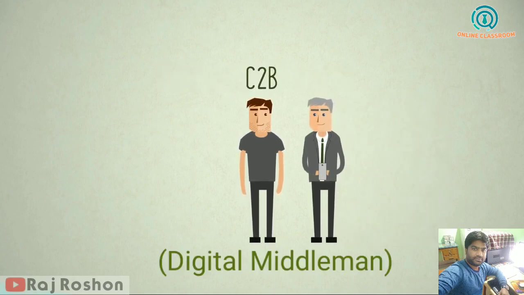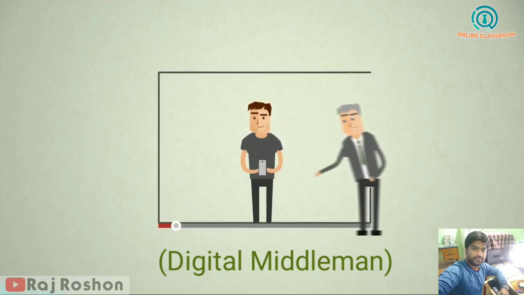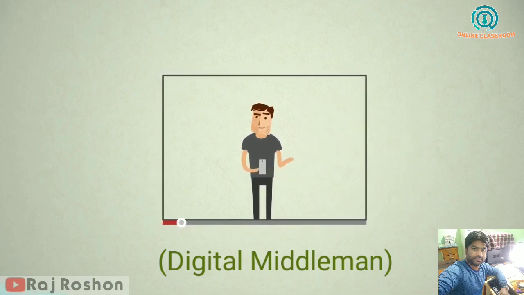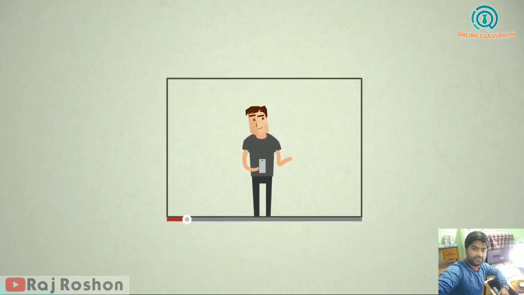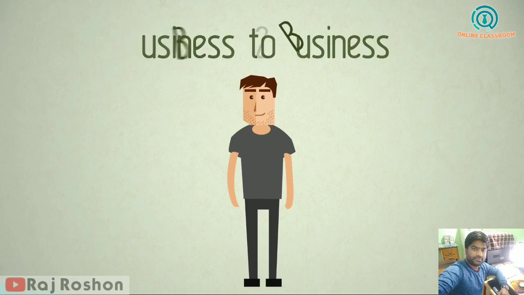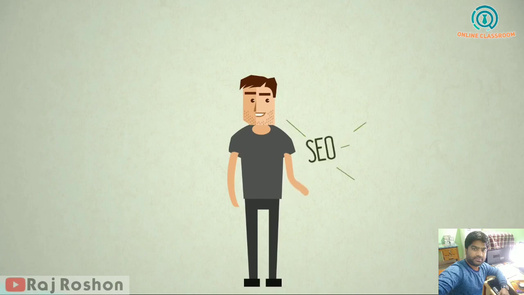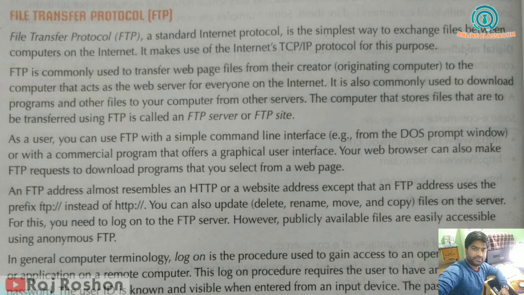Next one is consumer to business, which in your book is written as digital middleman. This is also a way of doing business online. And next is business to business. The definitions are given nicely in your book, so you read it and you will understand.